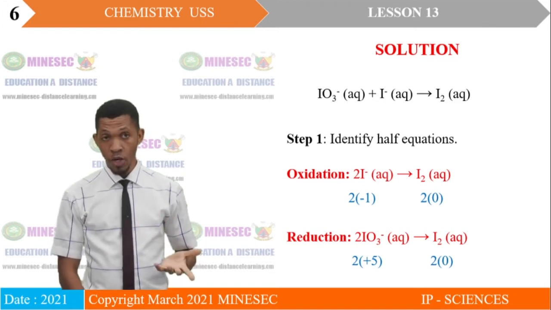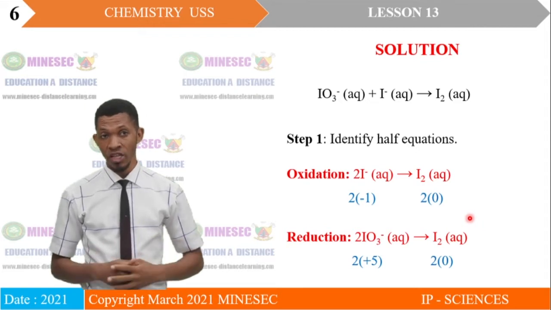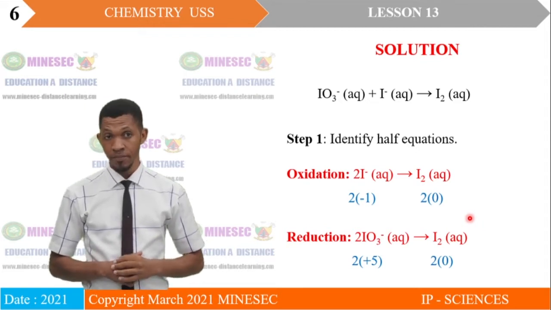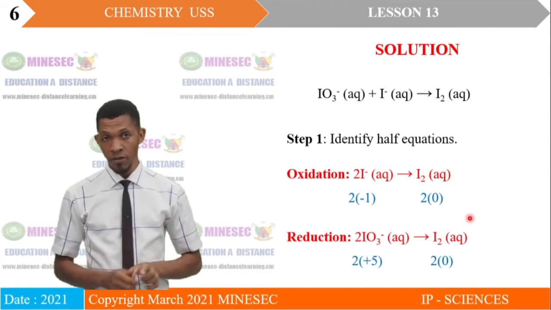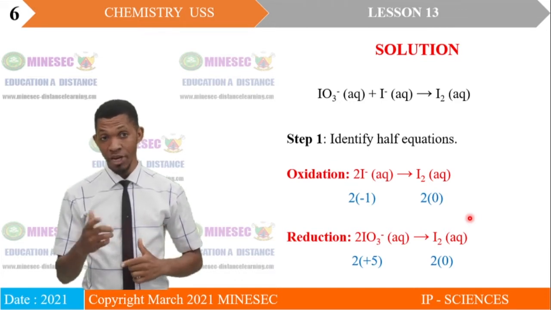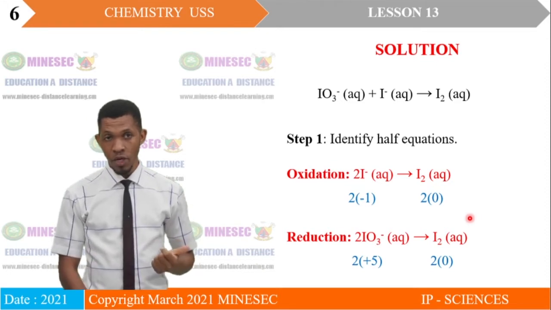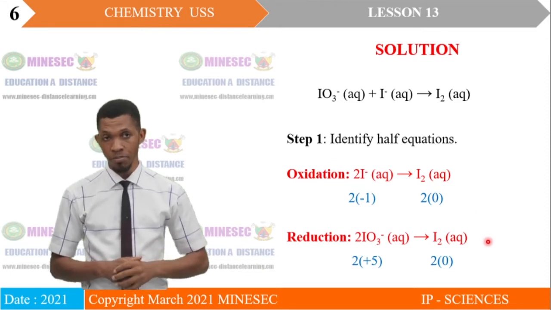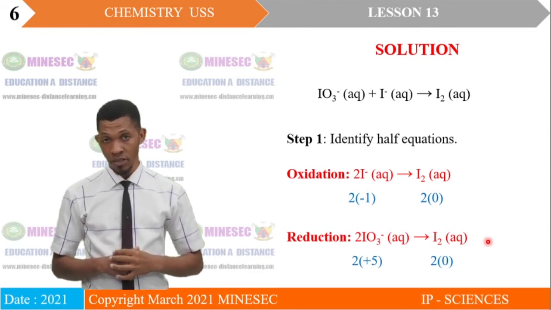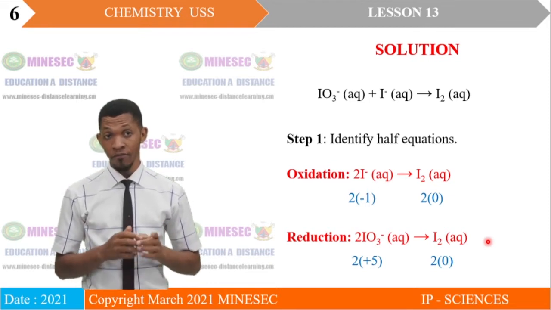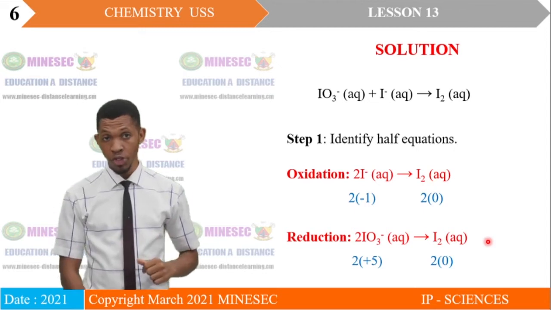The first half equation is the oxidation half equation because there is an increase in the oxidation number of iodine from negative 1 to zero. It's an increase. The second half equation is a reduction half equation because there is a decrease in the oxidation number of iodine. From plus five to zero is a reduction.